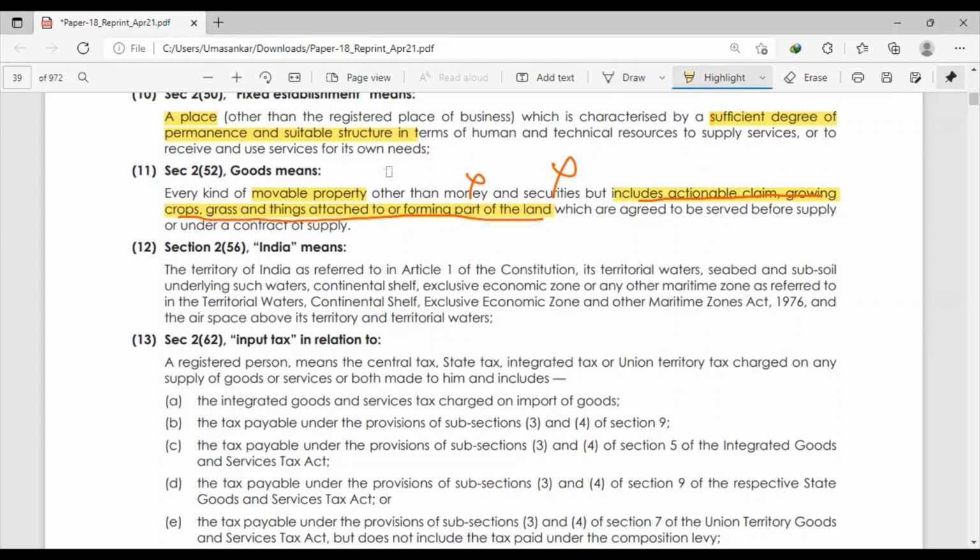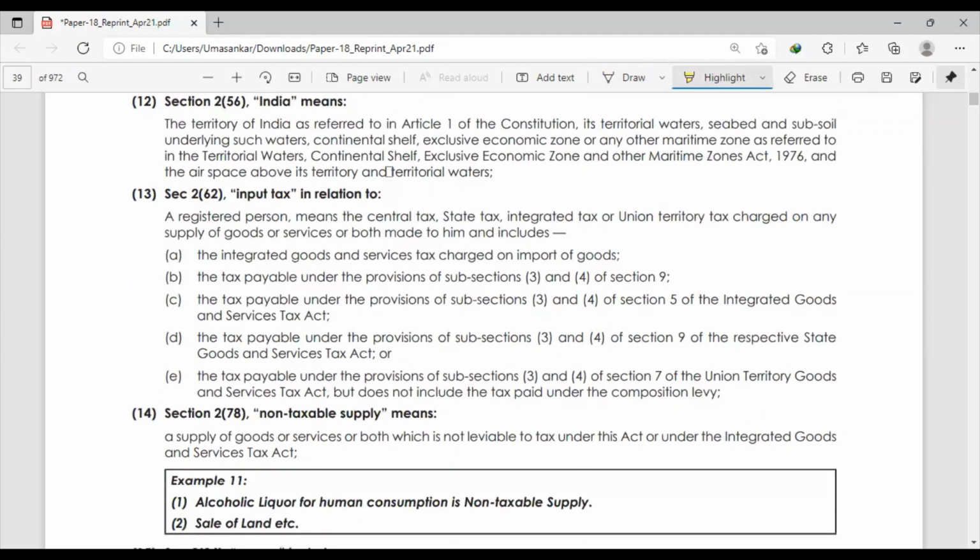Okay. Now next section, India. What do you mean by India? This will come under Article 1 of the Constitution. What is India? The territory of India. It consists of territorial waters, its seabed, subsoil, then continental shelf, exclusive economic zone, and any other maritime zone, so referred to as territorial waters. So, what do you mean by territorial waters? What do you mean by seabed? What do you mean by subsoil, continental shelf, exclusive economic zone? All these are given under the India definition.